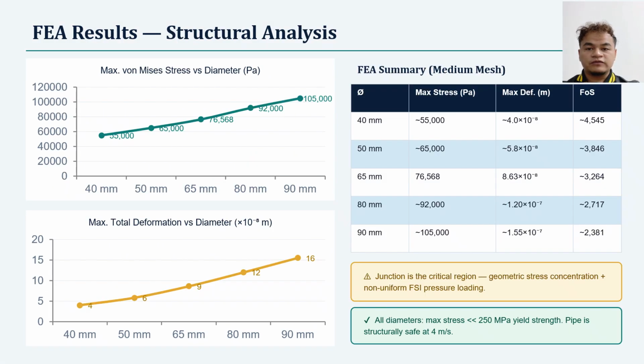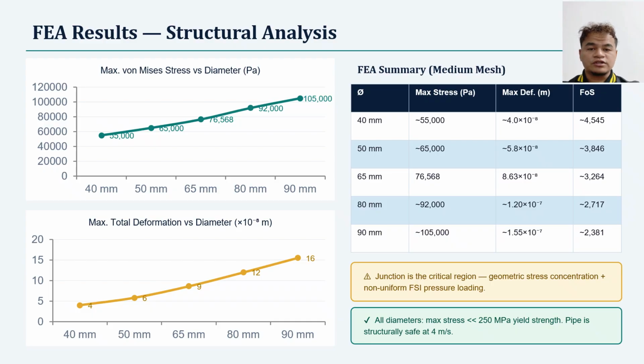Transitioning from fluid flow to structural response, we conducted a finite element analysis across all 5 pipe diameters. Our result shows a clear linear relationship for every 10 mm increase in diameter. The maximum stress rises by approximately 13.3 kilopascals, with the 90 mm pipe peaking at 105 kilopascals, while deformation remained minimal, in the range of 10 to the power of -7 meters.